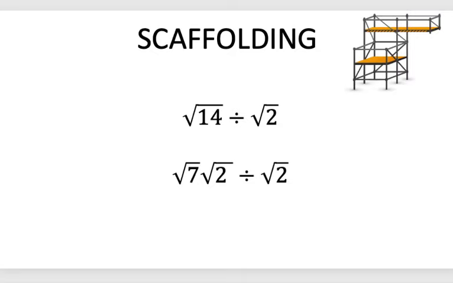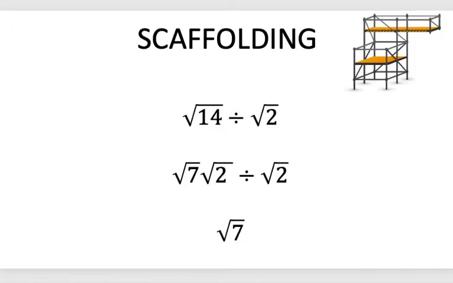Through partially simplifying the square root of 14, we would get square root of 7 times the square root of 2 divided by the square root of 2. BODMAS says that we can multiply and divide in the order that they appear. And here I can actually do root 2 divided by root 2 if I wanted as well, and that would then give me 1. So the final answer is just root 7 because it would cancel out.